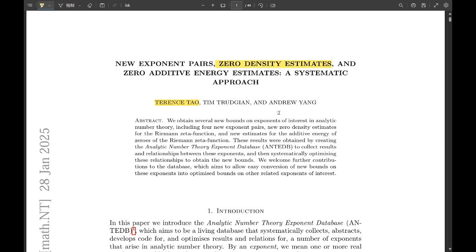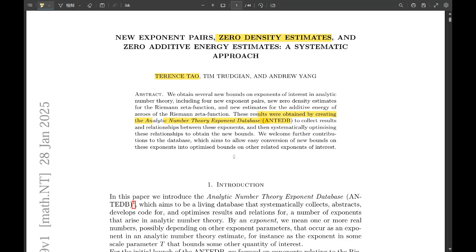Think of it as a massive interconnected web of all these crucial exponents in number theory. And what makes it so powerful is that when you update a bound on one exponent, it ripples through the entire system, optimizing others in a chain reaction.